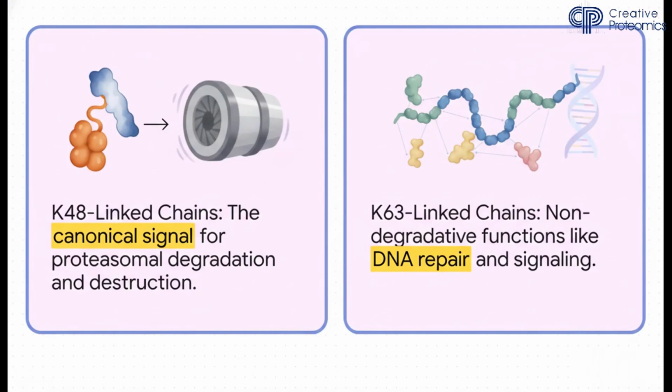It's amazing. On one hand, you've got a K48 linked chain. This is the one we all learned about, right? The classic signal for destruction. It sends the protein straight to the proteasome to be chewed up. But then you have the K63 linked chain, and it does something completely different. It's not a death sentence at all. It's a call to action. It builds these scaffolds for signaling complexes and recruits other proteins for things like DNA repair. Same molecule, different linkage, a totally different fate.